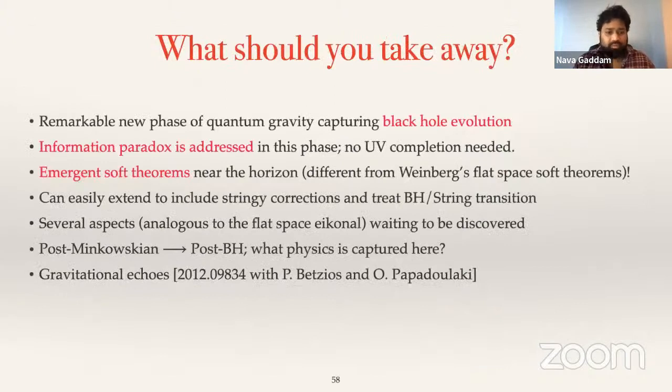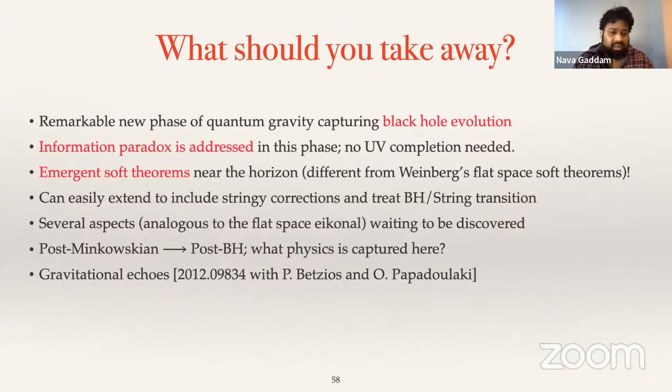What should you take away from what I've presented in this talk? There's a remarkable new phase in quantum gravity which seems to capture some properties of black hole evolution. And the information paradox seems to be addressed in this phase with no UV completion necessary. There seem to be emergent soft theorems which are different but analogous to Weinberg's flat space soft theorems.